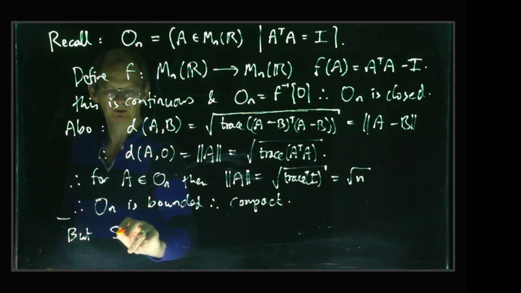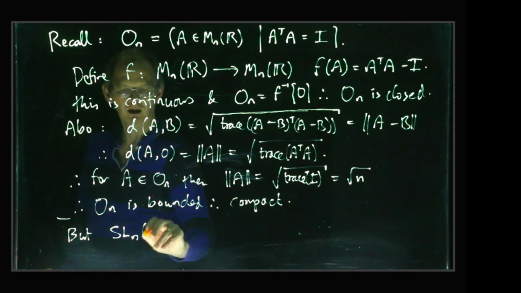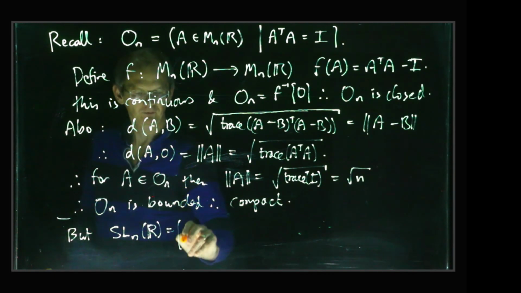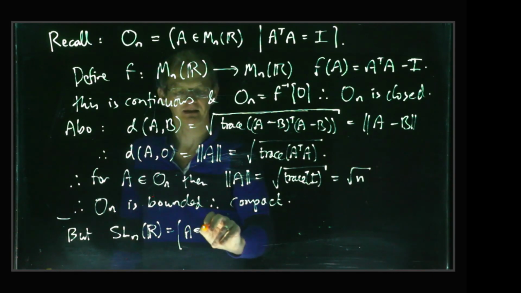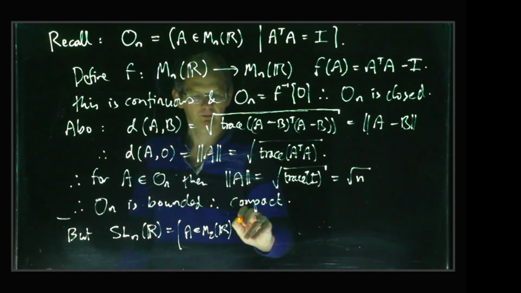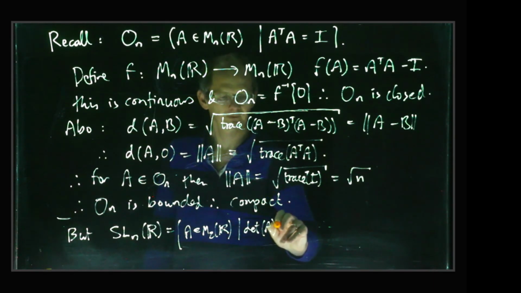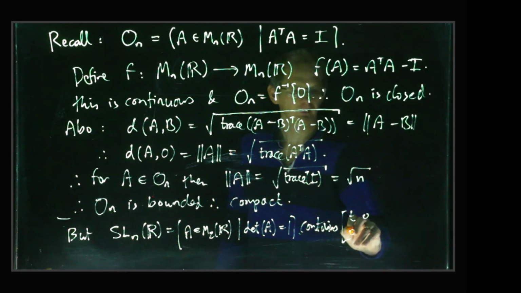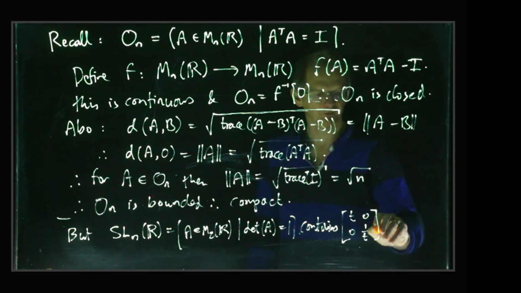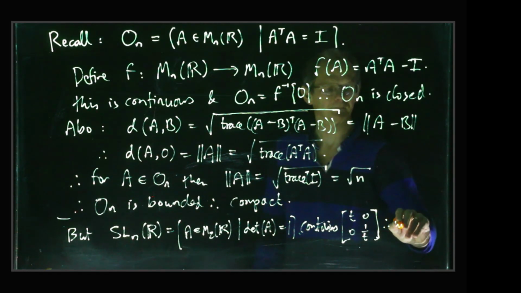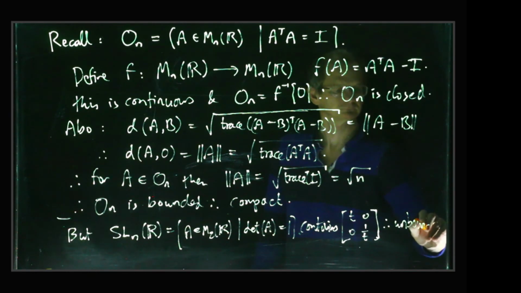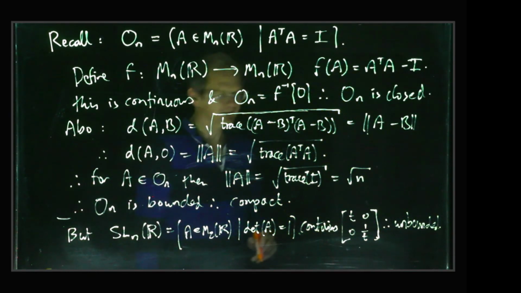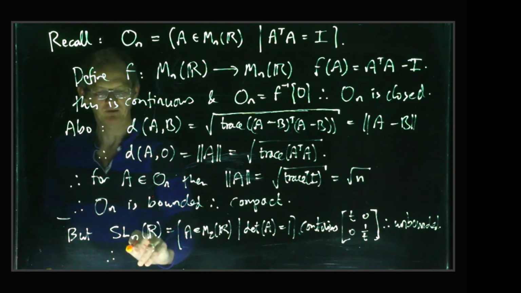But let's also consider SL2R. So remember, that's the set of A in M2R with determinant of A equal to 1. So this contains the matrix with entries t, 0, 0, 1 over t. That holds for every positive t, say. So it's therefore unbounded, because I can take t to be as large as I like, and therefore it's not compact.